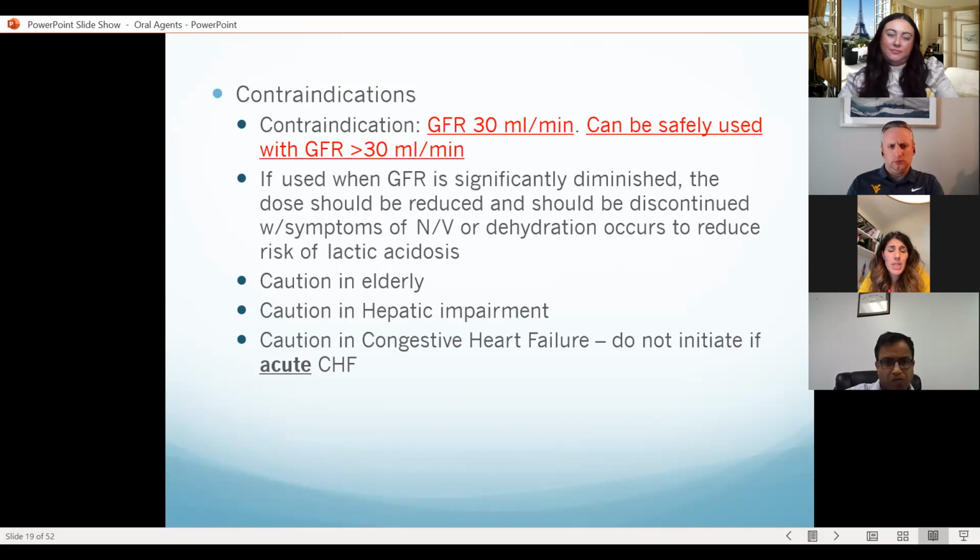Some of the contraindications. The recommendation is that if your GFR is between 30 and 45, metformin needs to be reduced by 50%. So the maximum dose of metformin is 1,000 milligrams twice a day, and that patient would then need 1,000 milligrams daily. If the GFR falls below 30, it can no longer be used, so discontinue with a GFR of 30 or less. And use caution in the elderly. If a patient has liver impairment or is in acute heart failure, that's not the greatest time to start metformin.